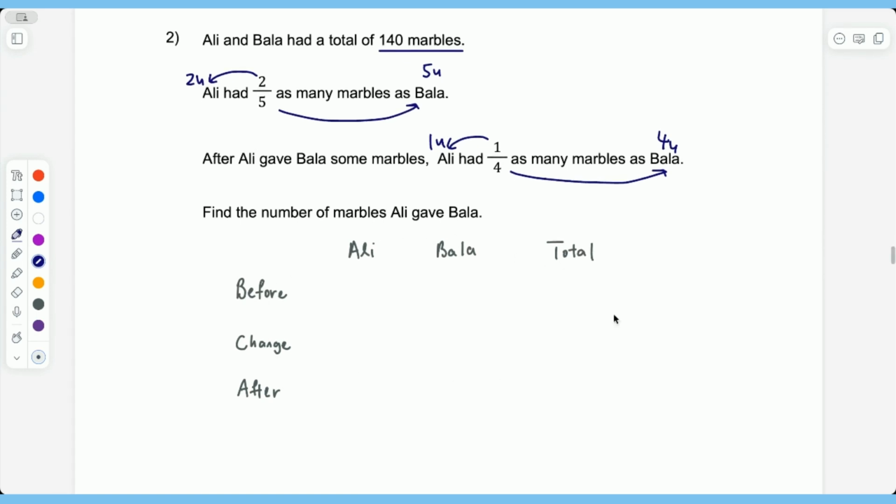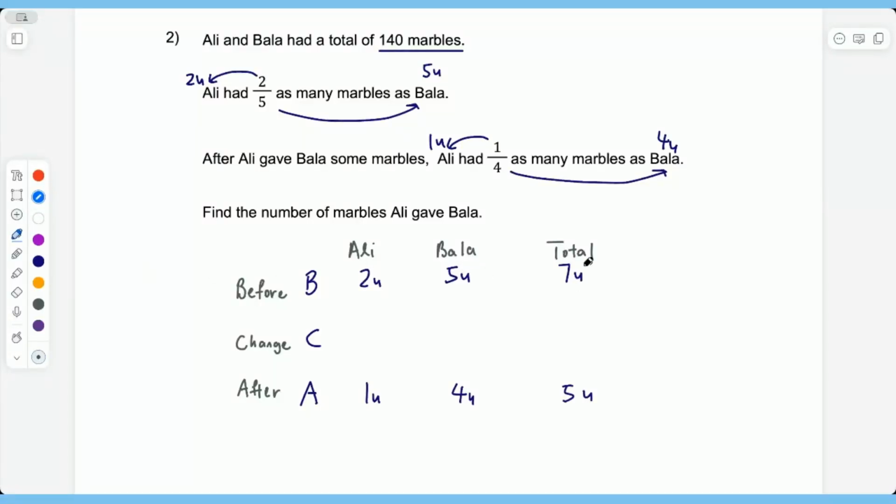Let's set up this frame again, which is the before, change, and after. Before the change, before Ali gave Bala some marbles, Ali has 2 units and Bala 5 units. Their total is 7 units. And then Ali gave Bala some marbles, and Ali now had 1 unit and Bala 4 units because Ali had 1/4 as many marbles as Bala. Their total units will be 5 units. Since Ali gave to Bala, the total number of marbles between Ali and Bala remains unchanged.